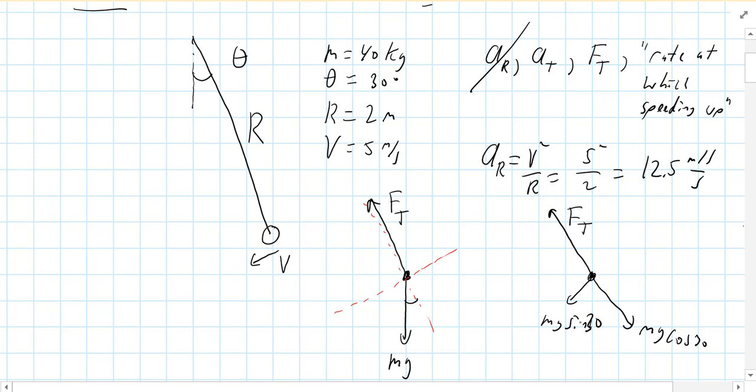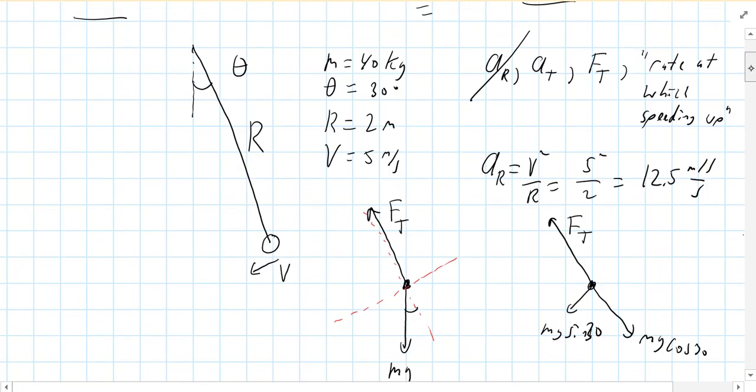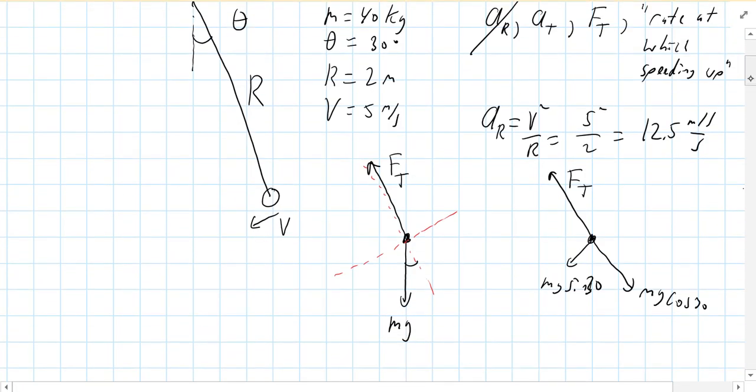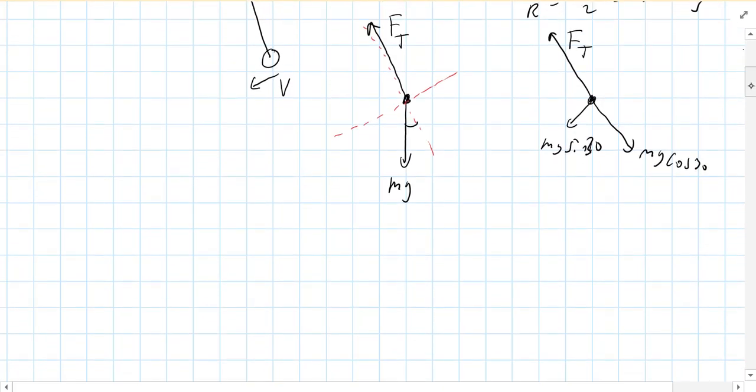So that's your FBD broken up. And in every problem we do, one thing you're going to figure out is which way is parallel to the motion and which way is perpendicular to it. Now we're going to do the tangential acceleration next. The only force that's tangential to the motion is mg sine 30.